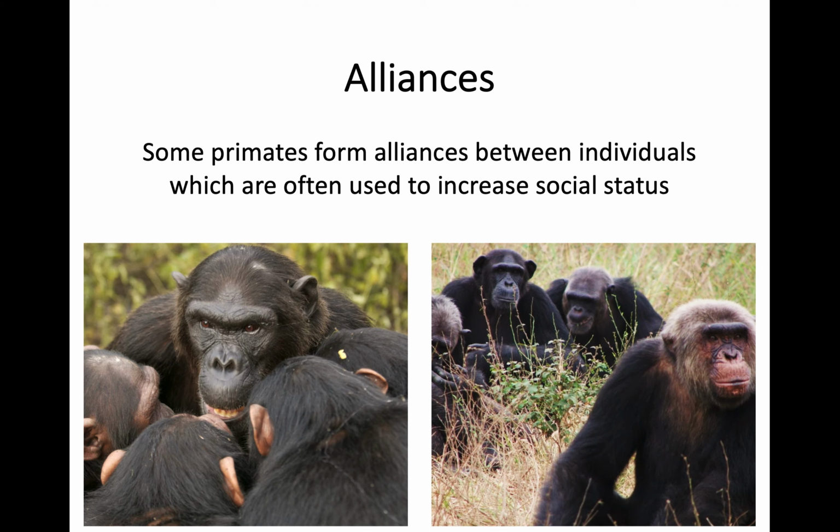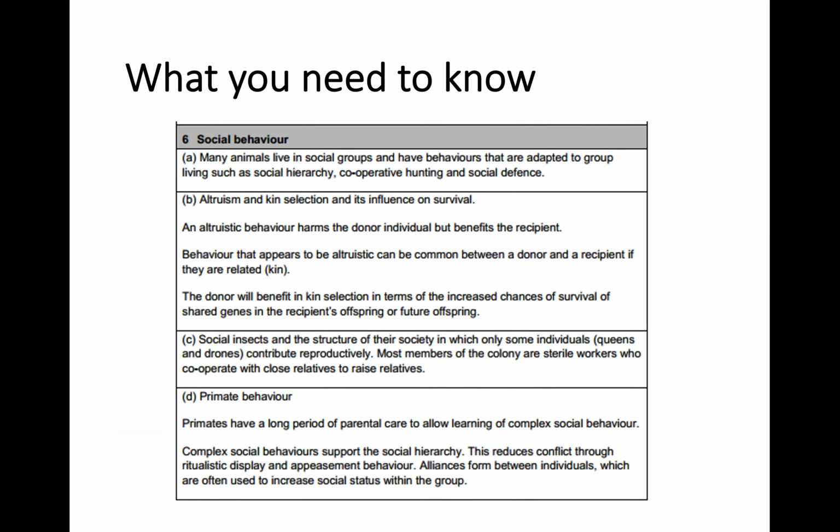And finally, we touched on this before, but just to show that this happens in primates as well, is that some primates will form alliances between individuals. And again, the idea of forming an alliance is always to increase social status. It's to work your way up this social hierarchy. And as we can see here, we've got some monkeys with plans here that are working together, forming an alliance, and that'll be able to increase their social status.